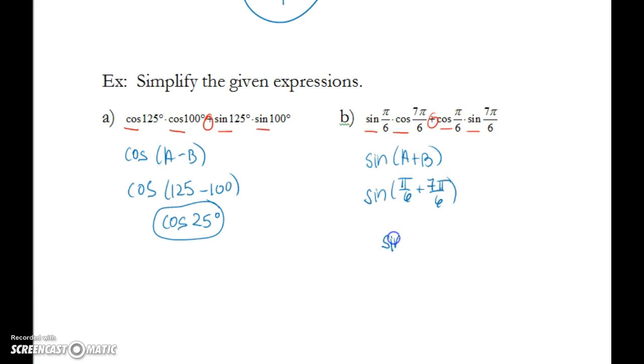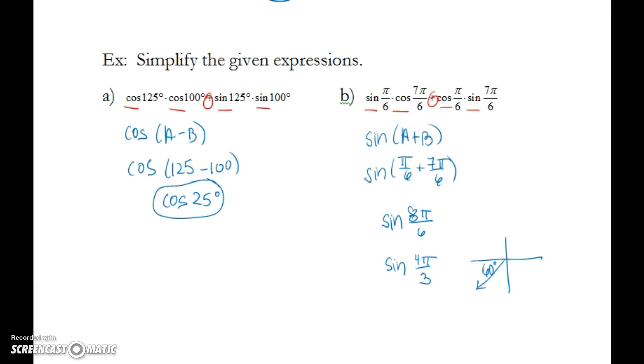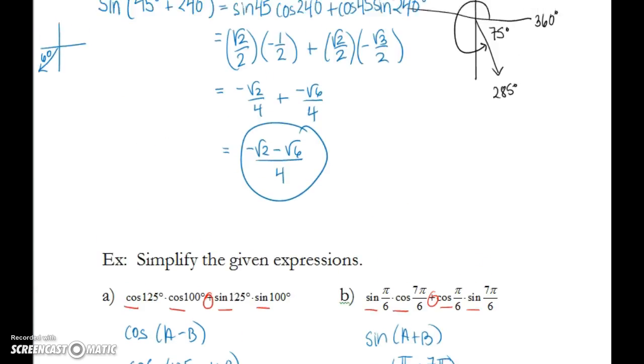If we add these together, we get sine of 8 pi over 6. And that reduces to 4 pi over 3. Because it's over 3, we know it's a 60. 4 pi over 3 is a 60 in quadrant 3. And so the sine of 60 in quadrant 3 is negative root 3 over 2. So in this particular case, we can simplify because we know the value of that angle. That is standard 5.1 using sum and difference formulas.